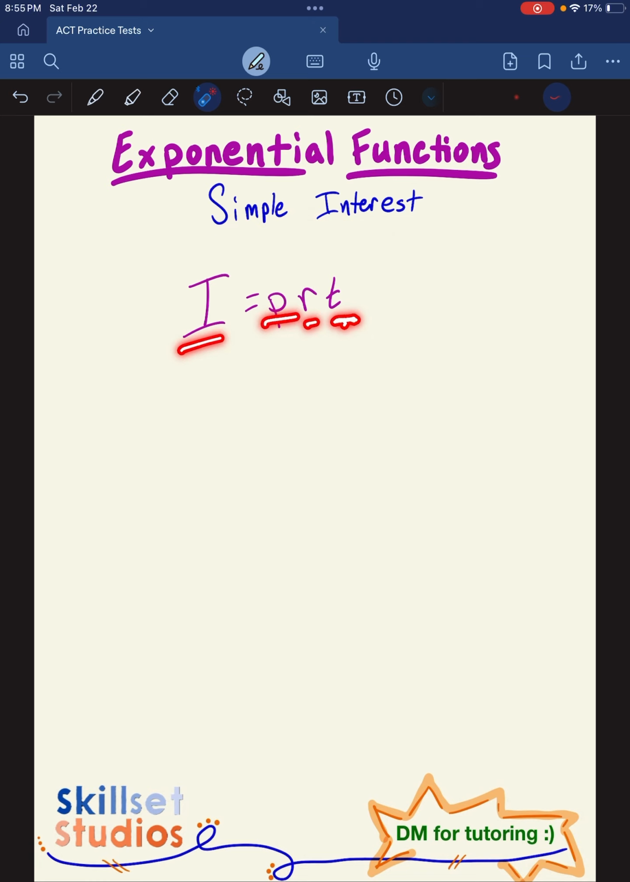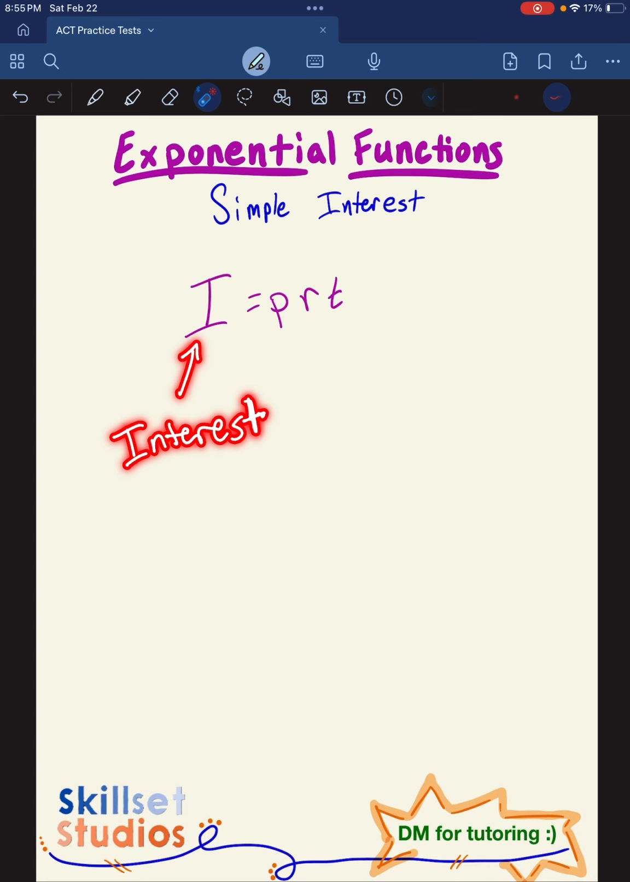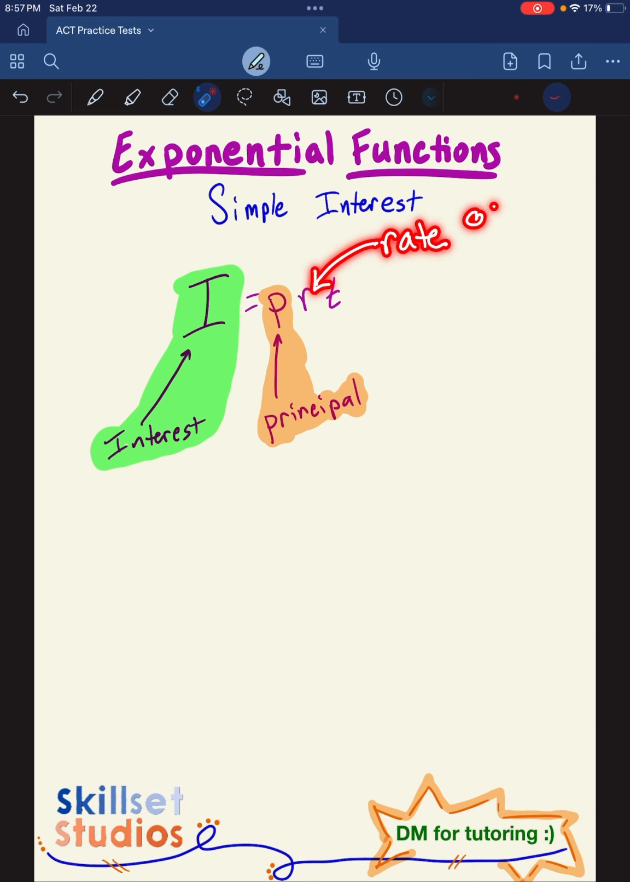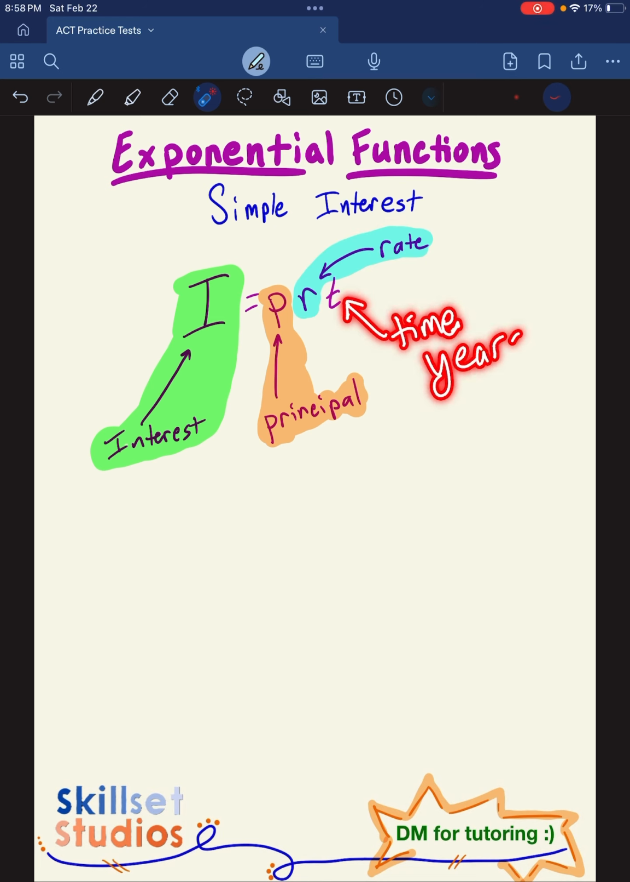First, let's define what each of these variables mean. The I is the interest itself, which is either the extra amount of money that you owe on a loan or the extra amount of money that your investment has earned. P is called the principal, which is the amount of money that you originally invested or the original value of the loan that you took out. The R is the interest rate itself, usually expressed as a percent. And lastly, T is the amount of time that's gone by, usually represented in years.